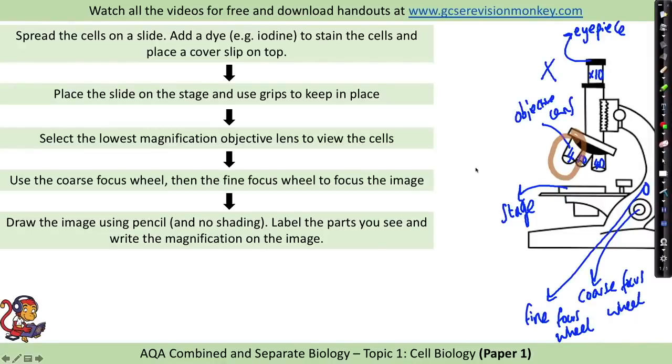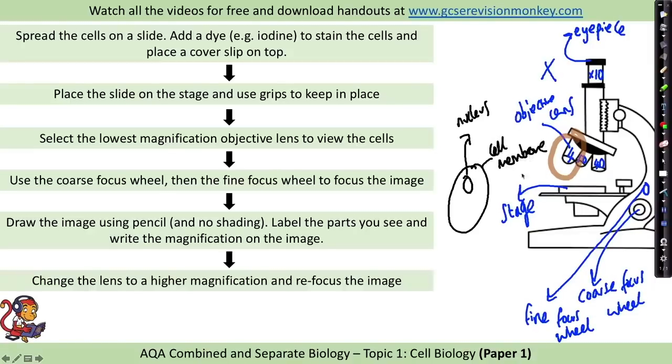So for example, if we're drawing an animal cell, we might draw the cell like so. With the nucleus, we wouldn't shade it in, but we'd make sure we labelled the bits that we saw, for example, the nucleus and the cell membrane. Finally then, we would then change the lens to a higher magnification and refocus the image.